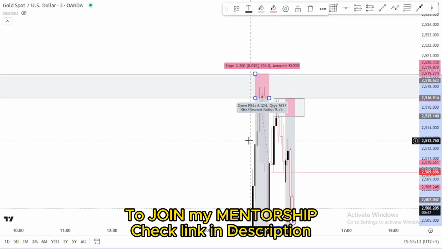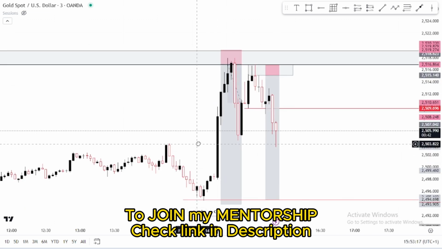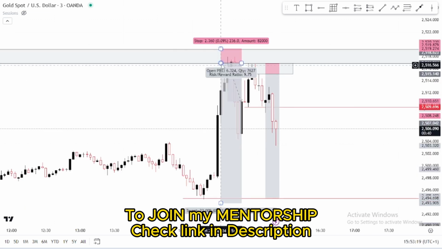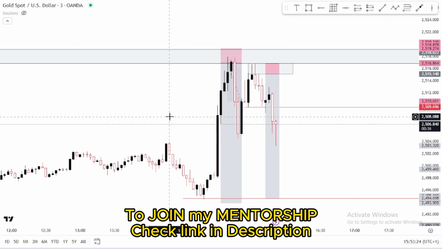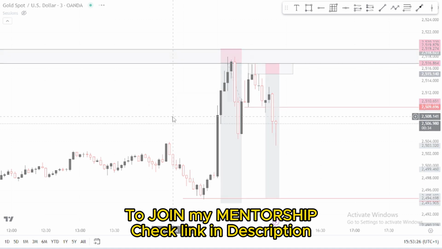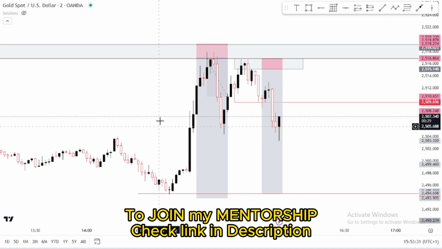Then the second trade. Just like when price was going in a bullish direction, I check the first time frame that gives you the analysis, the first time frame that gives you the signal. It was the 1 minute time frame. I think 1 minute or 2 minutes. Let me check 2 minutes.